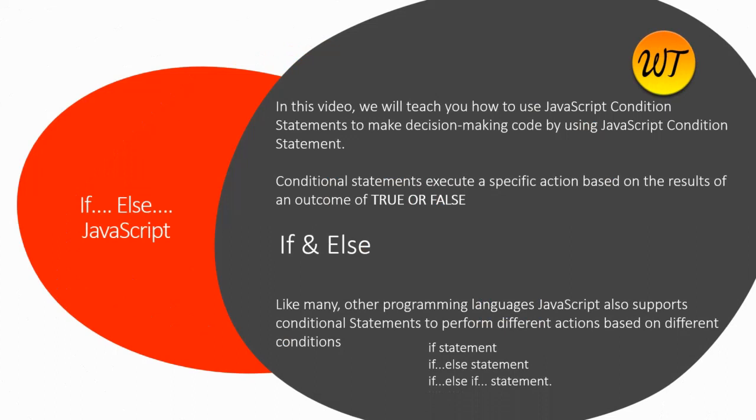In this video, we will teach you how to use JavaScript conditional statements to write decision-making code. Conditional statements execute a specific action based on the outcome of true or false, using if and else. Like many other programming languages, JavaScript also supports conditional statements to perform different actions based on different conditions.